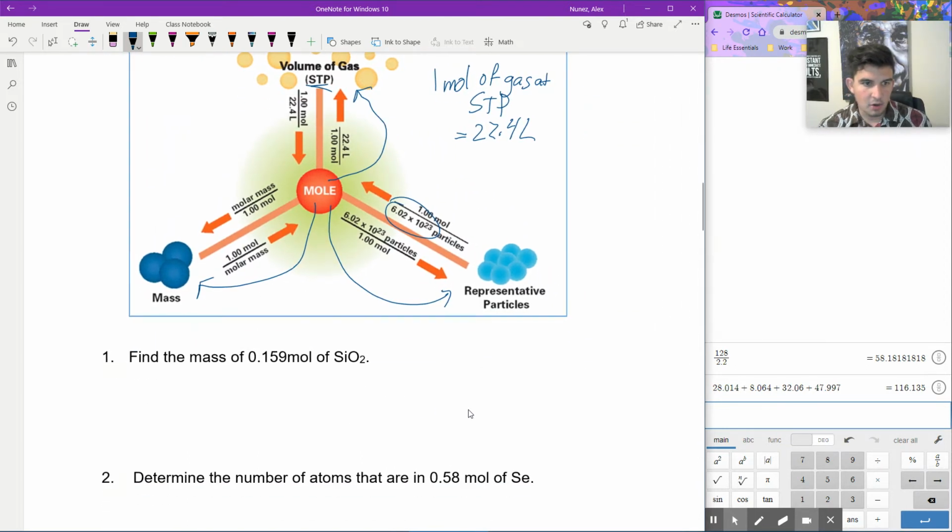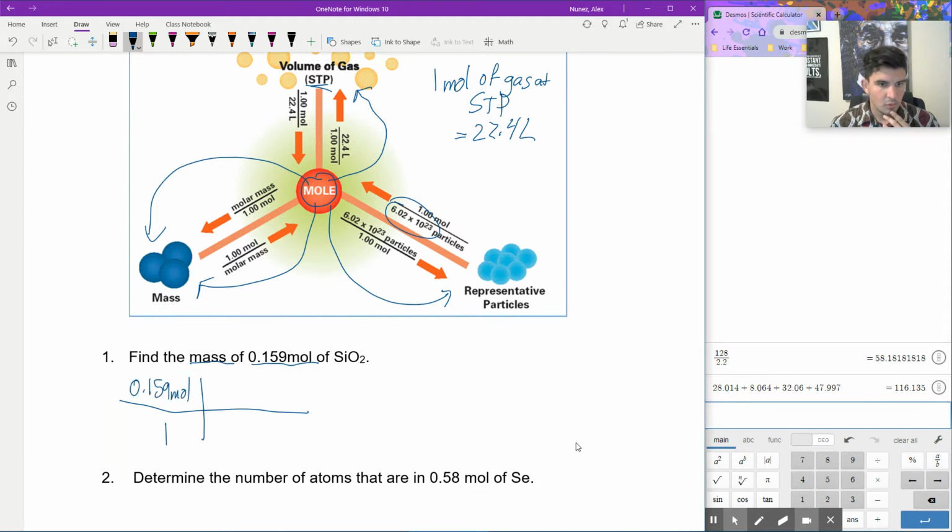So that means almost always in a problem like this, you're going to start from 1 point on this little diagram and you're going to end at another point. So in this first problem, we want to find the mass of 0.159 moles of silicon oxide. So we are starting with moles and we want to go to mass. So we know that we have 0.159 moles. We want to get to mass, which is grams.